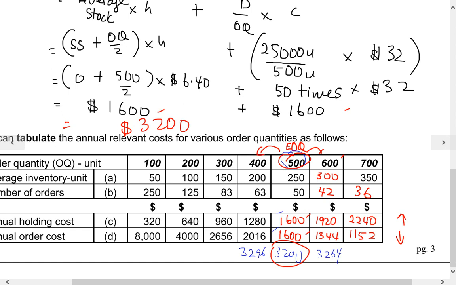500 units is the EOQ, and this is our ordering cost and holding cost. If the company decides to order at 600 units, would there be a saving or an additional cost? How much? Yeah, the additional cost will be 64. If you order 400, the additional cost will be 96. So you calculate holding cost and ordering cost at 400 units, and therefore this answer.